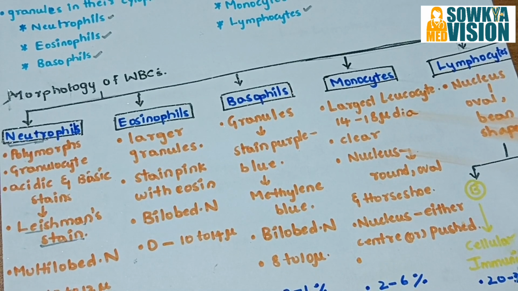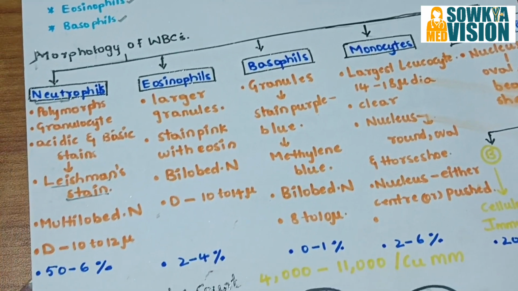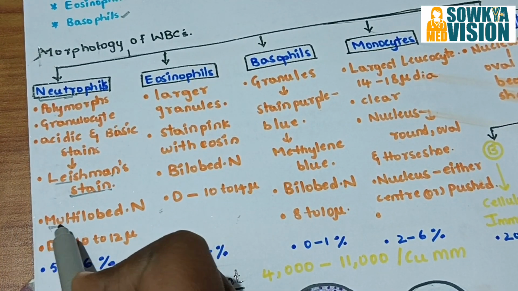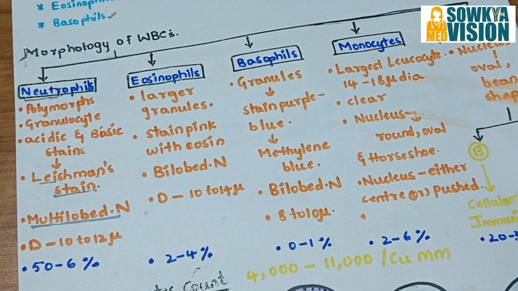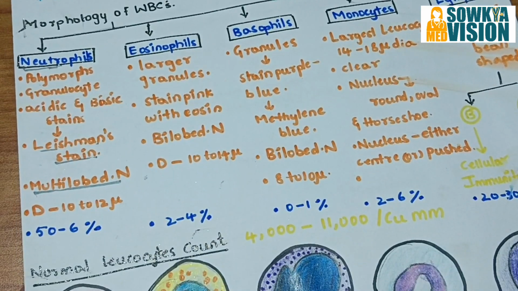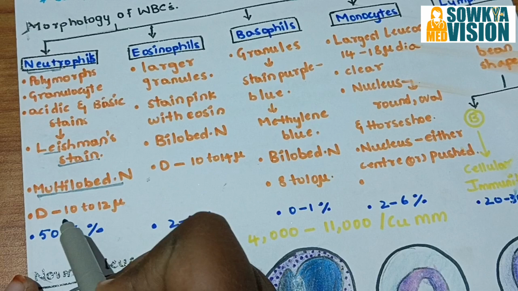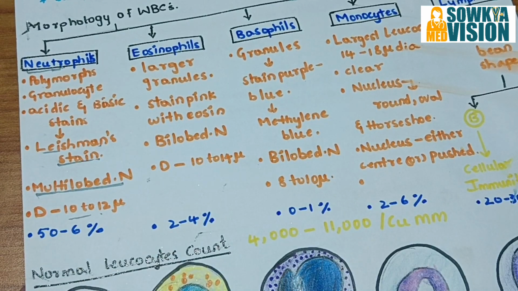Which stain do we use for the neutrophil? It is Leishman stain. And the nucleus of the neutrophil is multi-lobed. See, neutrophil takes acidic as well as basic stain, hence it is known as neutrophil, and it has a multi-lobed nucleus. The diameter of the neutrophil is 10 to 12 microns.